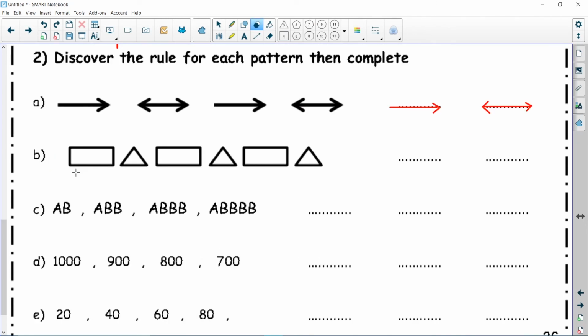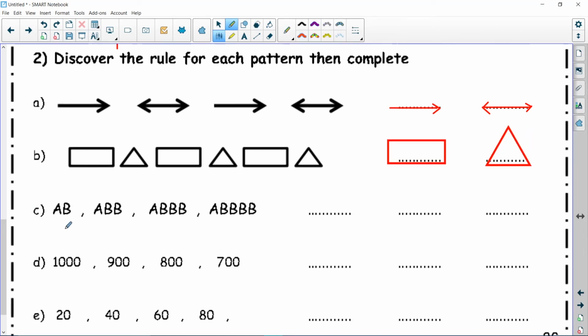Number B, rectangle, triangle, rectangle, triangle, rectangle, triangle, rectangle, and finally triangle. Let's look here. A and 1B. A, 2 B's. A, 1, 2, 3 B's. 1, 2, 3, 4. We can notice that A is fixed.